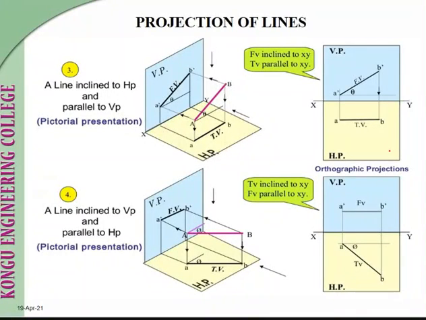Okay, so next one, our fourth method. This one is vice versa of the third method. In our previous step, a line is inclined to HP and parallel to VP. But in our fourth method, a line is inclined to VP and parallel to HP. It is the opposite one. Now you have to create a line like this. It should have an angle with the VP, and also it should be parallel to HP.